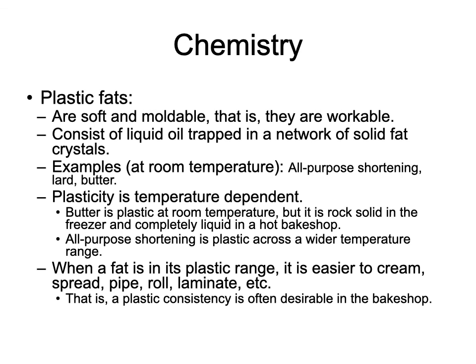Part of the reason why is because there's always some of the fat in shortening that's crystallized and some of it is liquid. So it's very temperature dependent. When it's in its plastic range and it's in its temperature range where it's most malleable, it's easier to cream, spread, pipe, roll, laminate, etc. We can use it for a lot of things when it's in that state. When butter first comes out of the refrigerator, it's not plastic much at all, so it's very difficult to mold it until it starts to warm up.